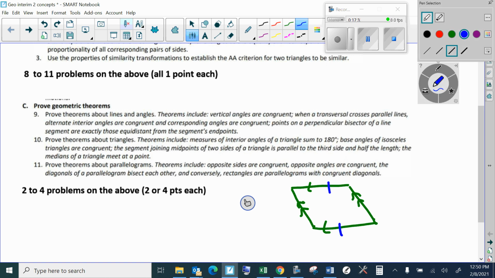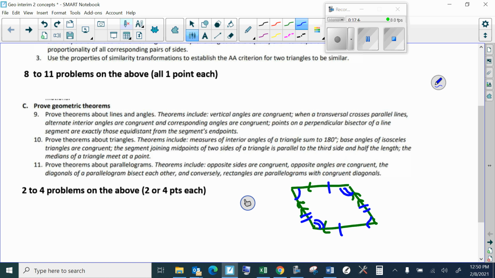So that's congruent to that, that's congruent to that. Opposite angles are congruent. That angle is congruent to that angle. This angle is congruent to this angle. This is for all parallelograms. And don't forget, underneath parallelograms, we have rhombus, rectangle, and squares. This is true for all rhombus, rectangle, and squares as well.